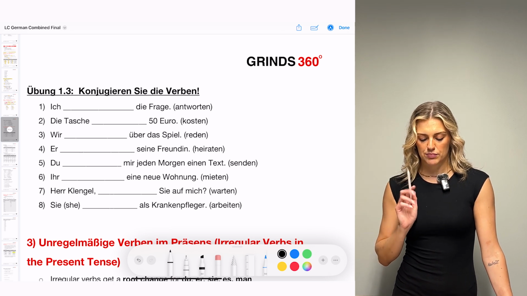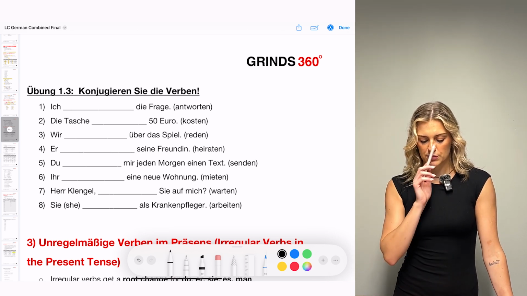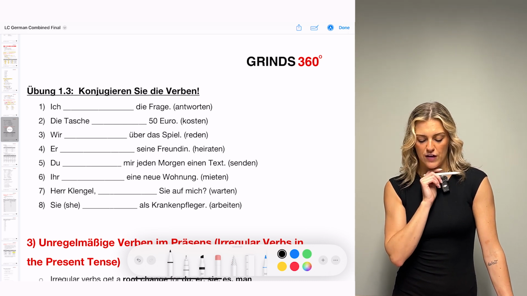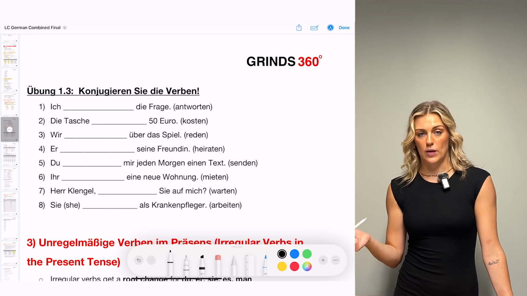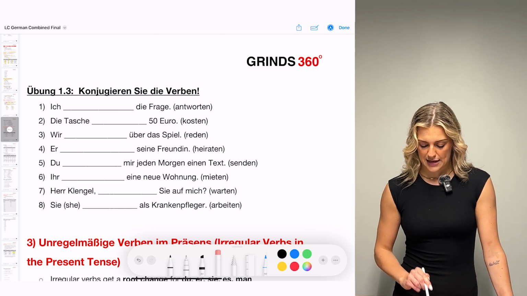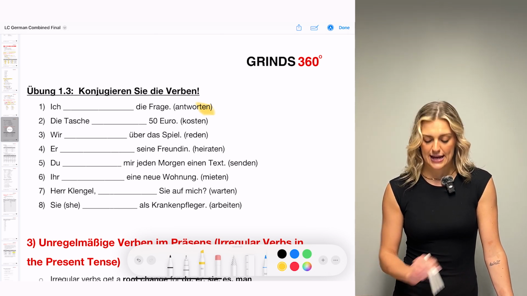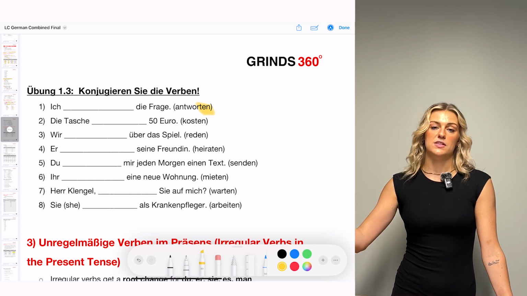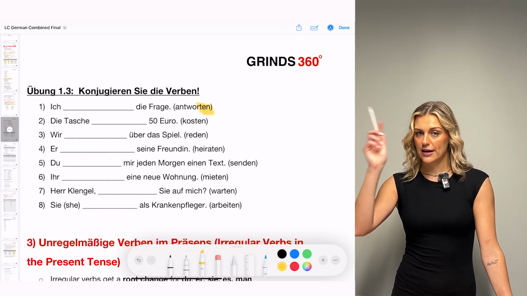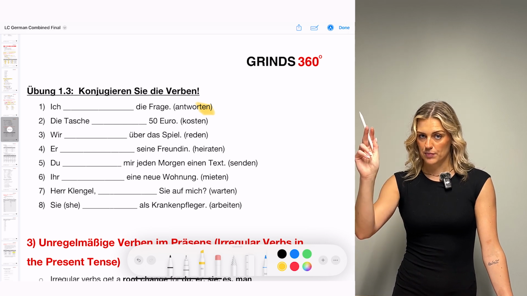So, ich, something, ich something der Frage, okay? I answered the question, all right? That's the der Frage. I answered the question, I want to say, all right? So, I the verb antworten. Antworten ends in ten. What happens if I have a verb ending in den or ten? I add an extra e for du, sie, es, man, and ihr, okay?